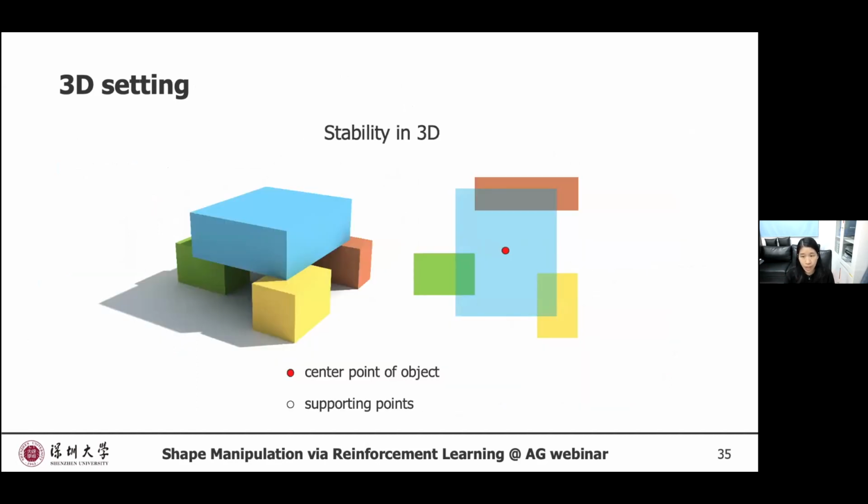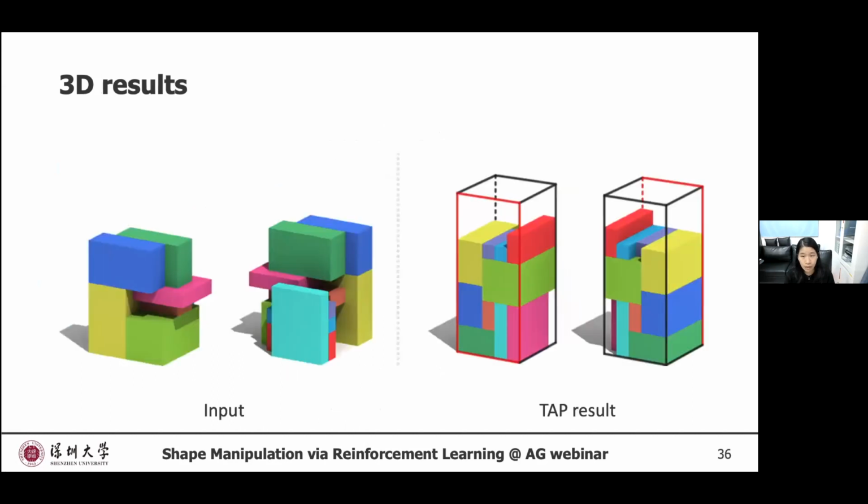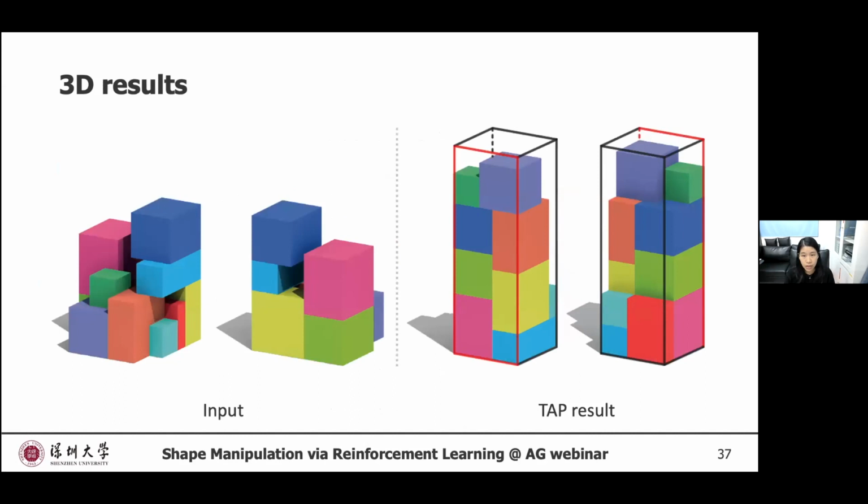And for the packing quality measure in the 3D case, an object is considered stable if the projection of its center is inside the region formed by the supporting points. Here are some results on 3D cases. Each case is shown with the front view and back view of the container.